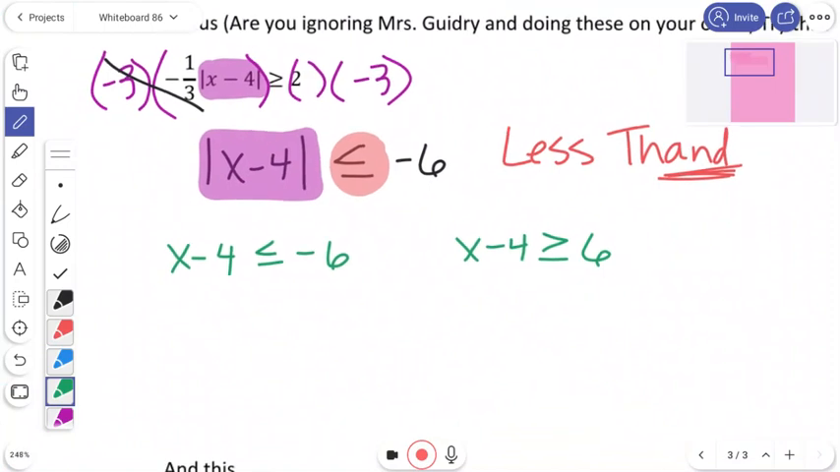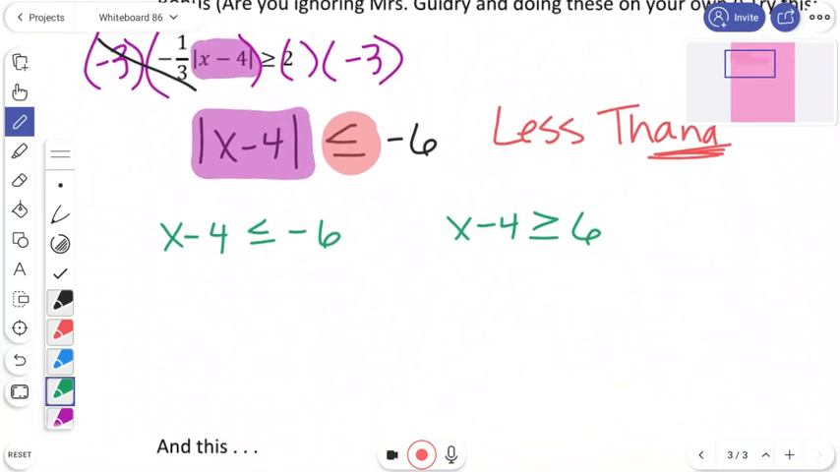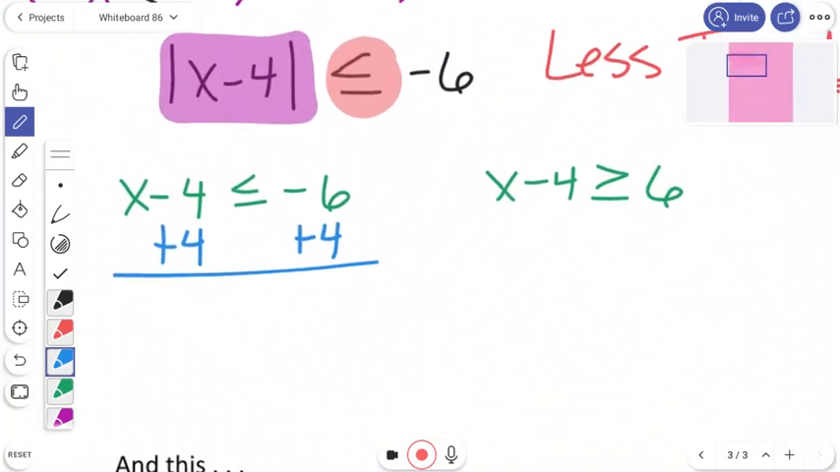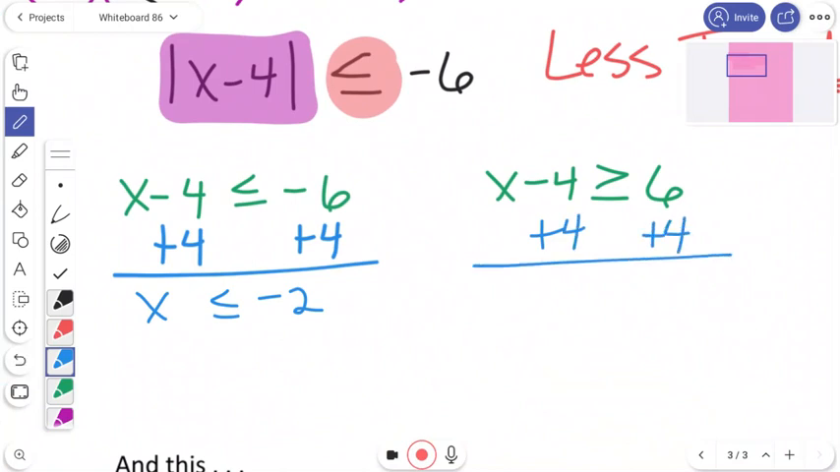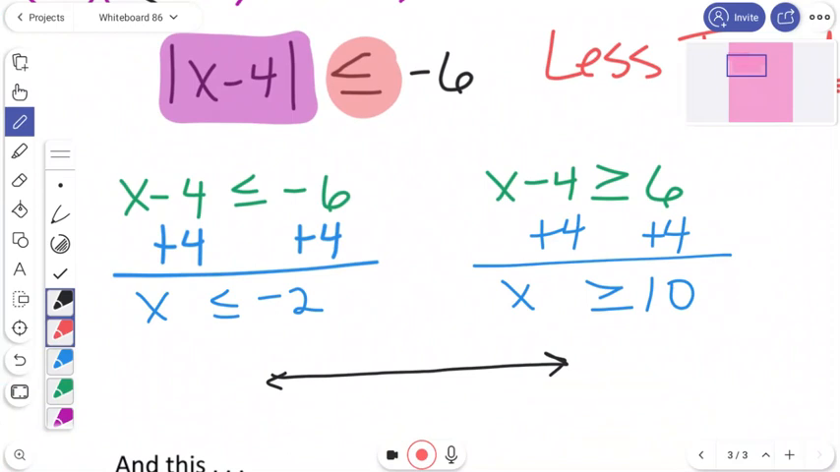So let's see what that looks like. When I add 4 to both sides of my equation, I should blow that up a little bit. That gives us x is less than or equal to negative 2. If I add 4 to both sides of this inequality, that gives us x is greater than or equal to 10.